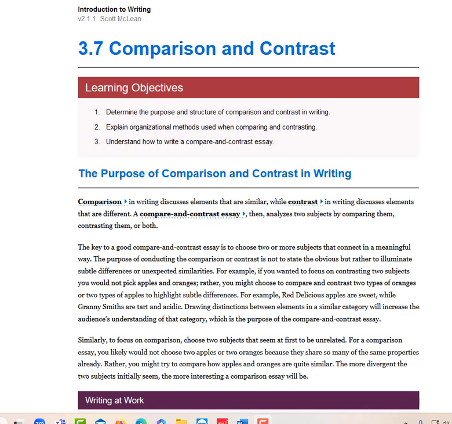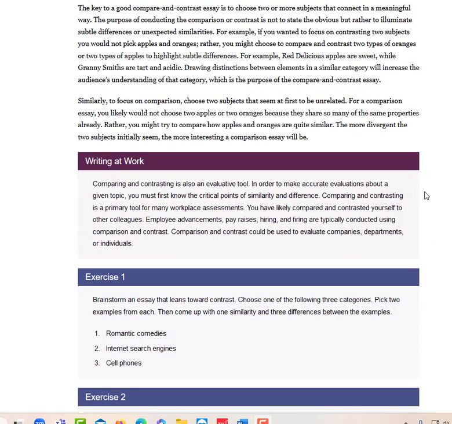The more divergent the two subjects initially seem, the more interesting a comparison essay will be. Compare and contrast is also an evaluative tool in order to make accurate evaluations about a given topic. You must first know the critical points of similarity and difference. Comparing and contrasting is a primary tool for many workplace assessments. You have likely compared and contrasted yourself to other colleagues. Employee advancements, pay raises, hiring, and firing are typically conducted using compare and contrast. Compare and contrast could be used to evaluate companies, departments, or individuals.